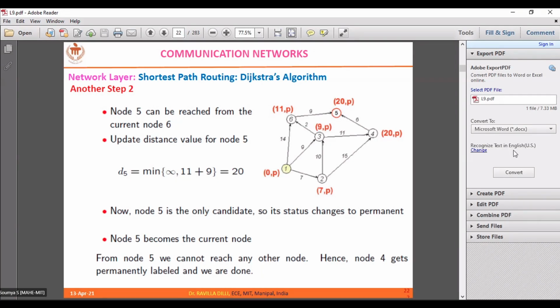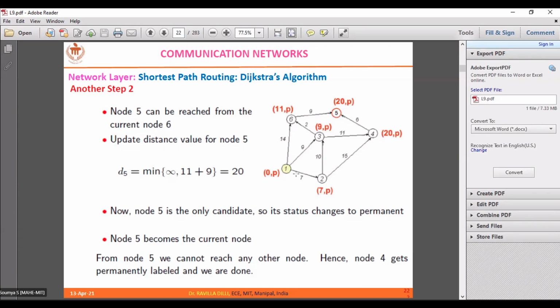So what you understand, from node 1 to reach node 6, the total cost is 11. You just observe this graph, you see that from nodes 1 to 6, there is a direct connection, but its cost is 14. But if you go from 1 to 3 and then 3 to 6, the cost is lesser. It is 9 plus 2, that is 11. So obviously, this becomes a shorter path when it comes to cost or weight.